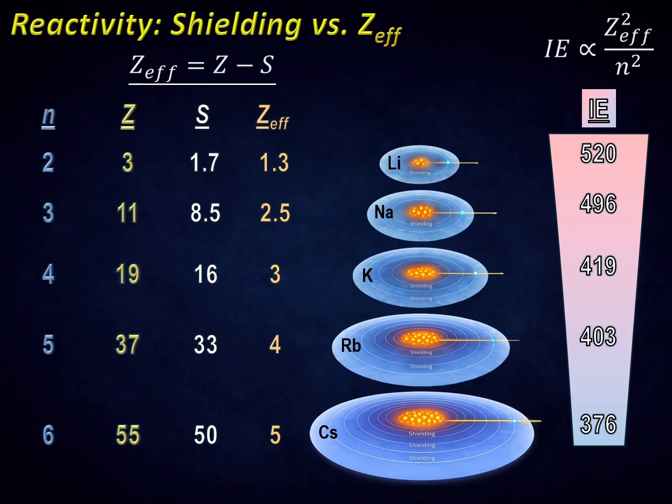Lower ionization energy means the electron is easier to remove. And that's why reactivity increases as you move down the alkali metals. It's not because the nucleus is weaker, but because the shielding and distance make the outer electron easier to lose. Reactivity isn't random. It's the balance between nuclear charge, shielding, and distance.